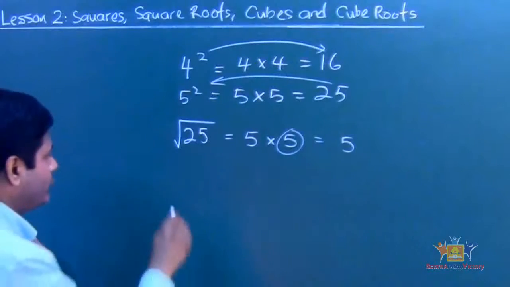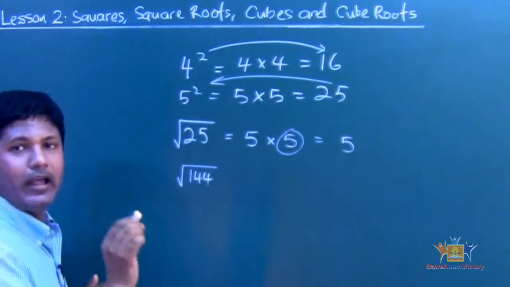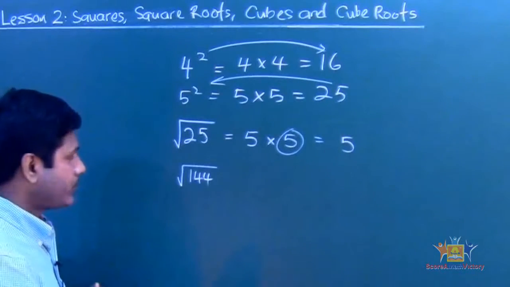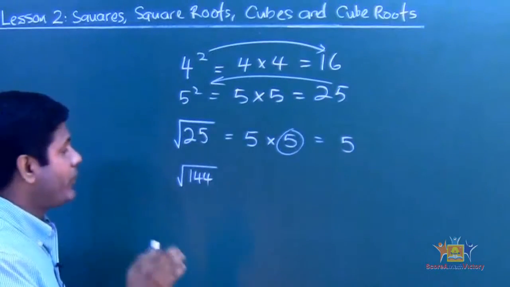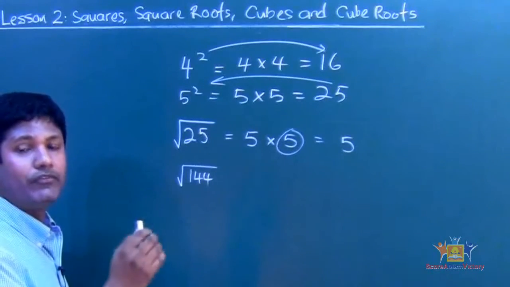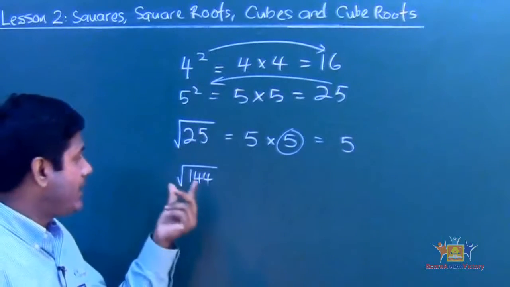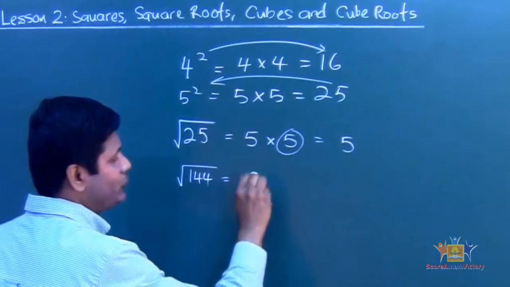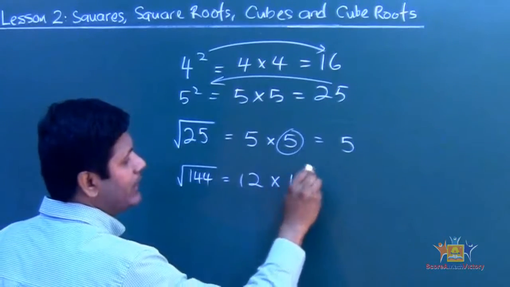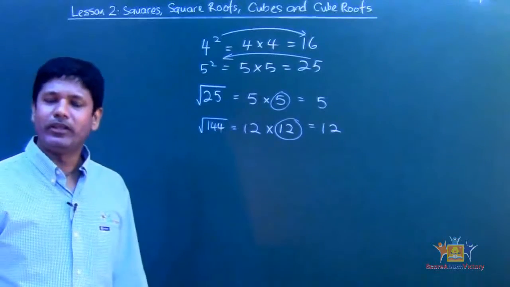Let's see, for example, if I ask you what the square root of 144 is. That means I'm looking for two identical numbers that, when multiplied, give me 144, and I only need one of them. Which means 12 times 12, I just need one, which is 12 right there. That's what square root is.